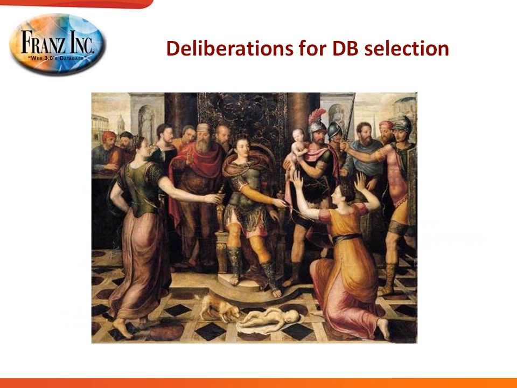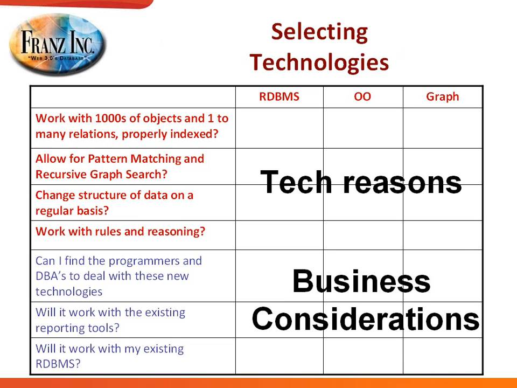So now you have your new Web 2.0 or even Web 3.0 application, and you need to choose your database. So what are the criteria? How are you going to choose? Well, basically, if you just choose your new database, there are both technical reasons and business considerations. So let's first look at the technical reasons.